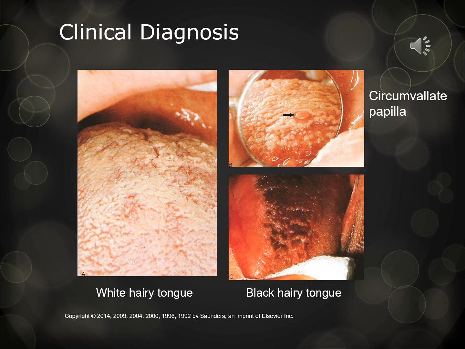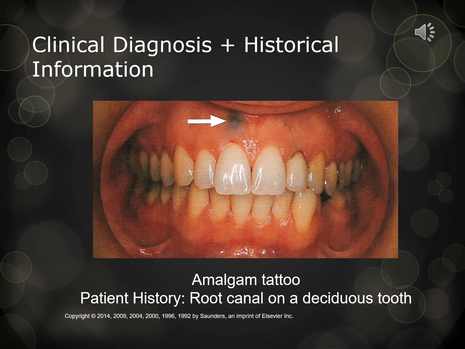And also, we can see the circumvallate papilla. Now, the reason with this one is it's very large. It's not abnormal, but we might want to also jot that down on the description of what we see. Moving forward, we're going to use the clinical diagnosis, what we see, and also the historical information, what has happened in the past to the patient.